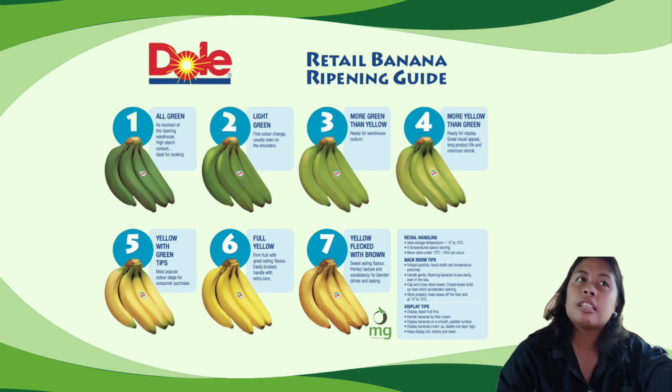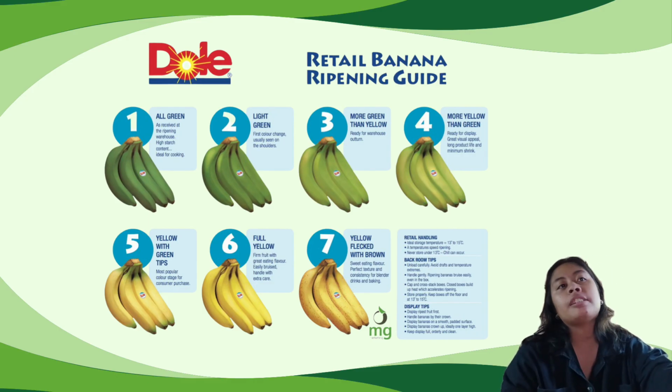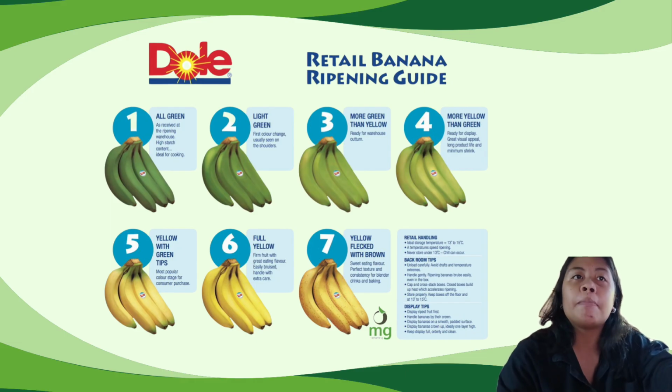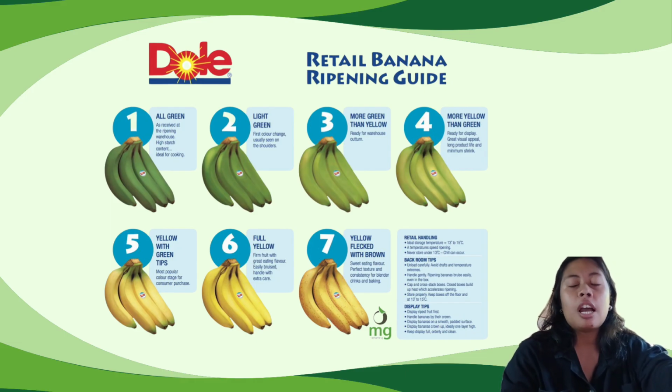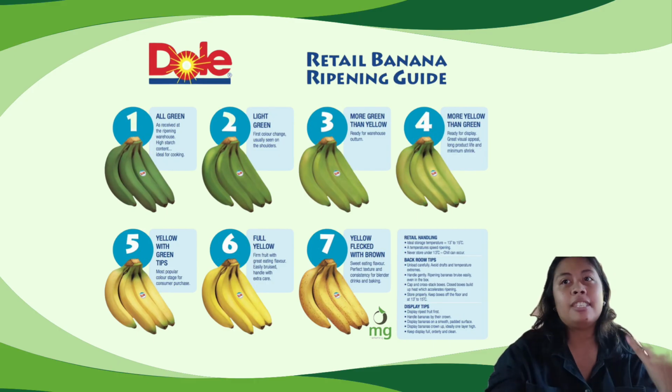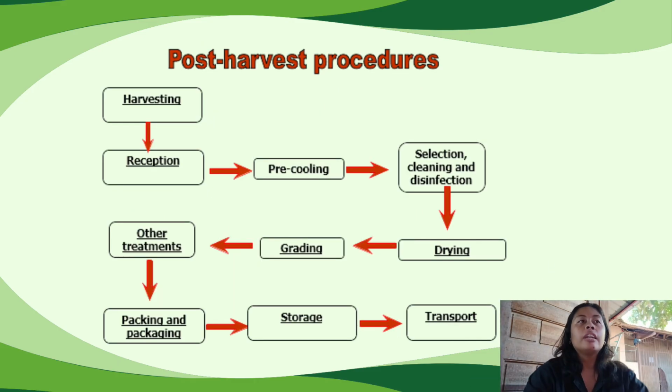And stage 7 is yellow flecked with brown. It has brown spots, which indicates that it is overripe, and it is used in banana bread and smoothies. So, this slide explains the post-harvest procedures, or the steps after harvesting the crops.